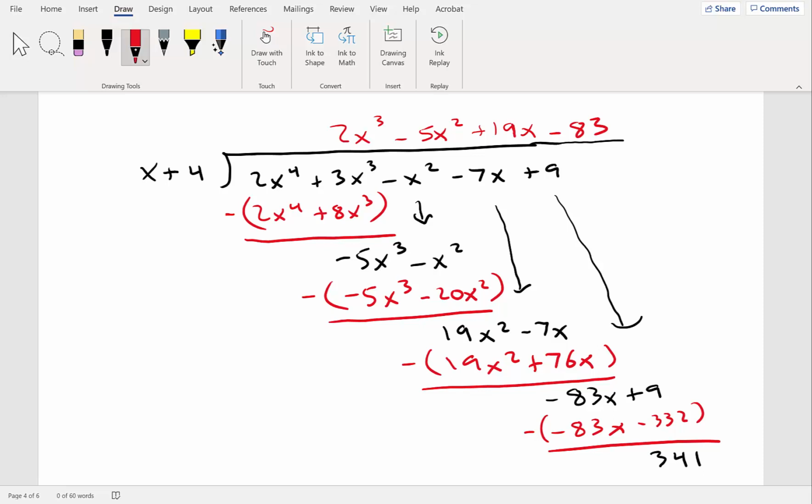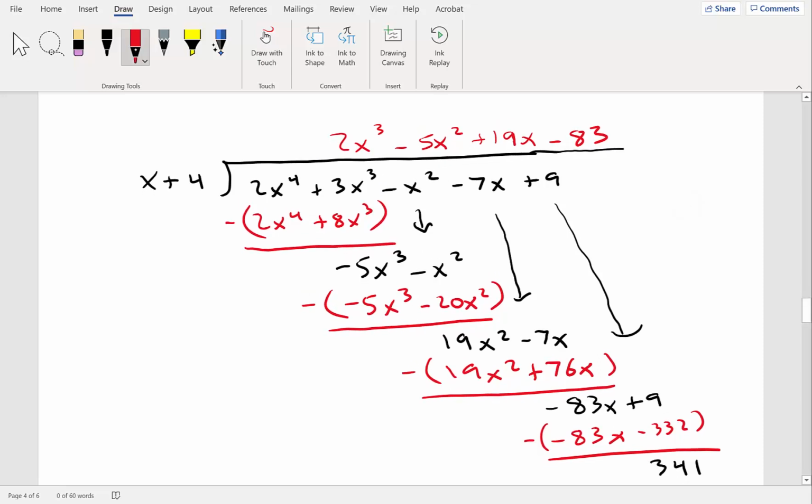So remember, we put our remainder over whatever we were dividing by. So we have 341 over x plus 4. Now, what makes this a little bit different than the basic long division problem we saw? When we have a remainder, we're going to have to put a plus right here. So we have plus and then 341 over x plus 4. If your remainder was negative, say negative 341, instead of that plus sign, you would have a minus sign there.